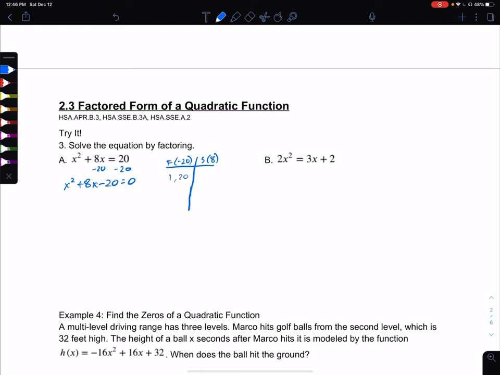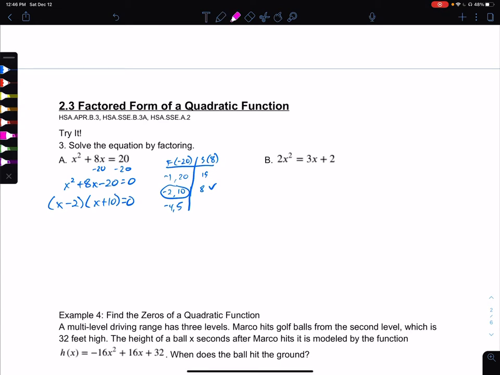So we have factors 1 and 20, 2 and 10, and 4 and 5. We need one of those to be negative because we have a factor of negative 20. So that would be 10 minus 2, which gives me 8, which is what I'm looking for. So this will become x minus 2, x plus 10, and set that equal to 0.